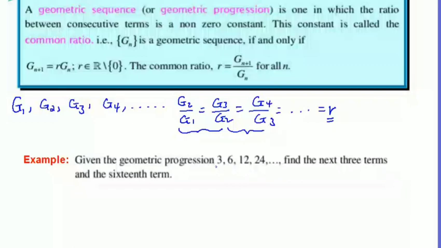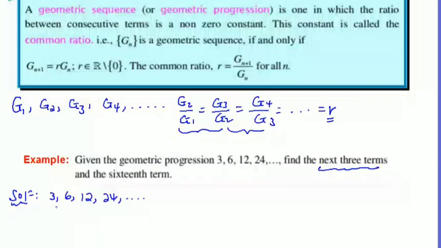Now let's see an example of a geometric sequence. Look at these numbers: 3, 6, 12, 24. If we see this set of numbers, 3, 6, 12, 24, and so on, we can guess what comes next after 24 by observing the pattern. As you can see, every next term is 2 times the previous term. In this example, we are asked for the next 3 terms that come after 24.